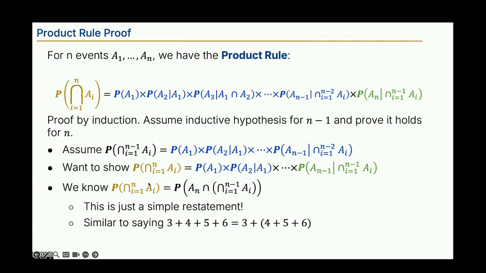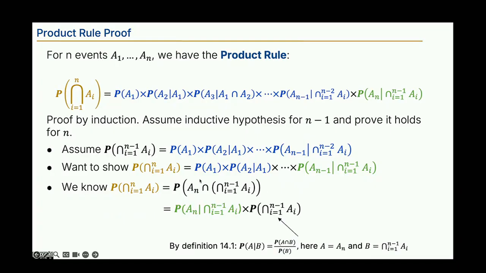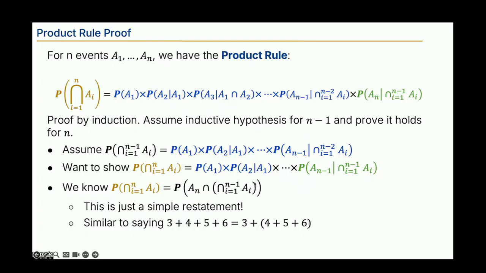Okay. So first I'm going to observe that I can rewrite the probability of the intersection of all of the events as the probability of the intersection of the last event with the intersection of all the other events. Right? And that's just like ordering your parentheses with an addition statement. 3 plus 4 plus 5 plus 6 is the same thing as 3 plus 4 plus 5 plus 6. That's all I've done. So I'm just going to rewrite this right here as this intersection. And now that I've done that, I know that this thing right here is equal to this. And the next step is to show that this right here is equal to the top line. Remember, what I want to show is this gold thing equals blue times green. I've just taken the gold thing and turned it into this.